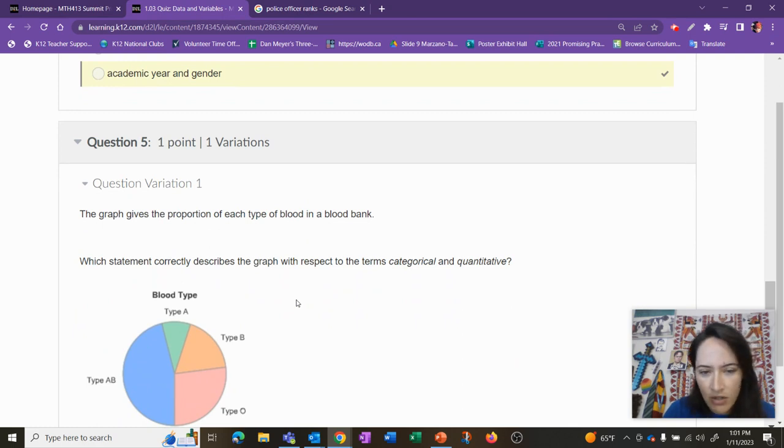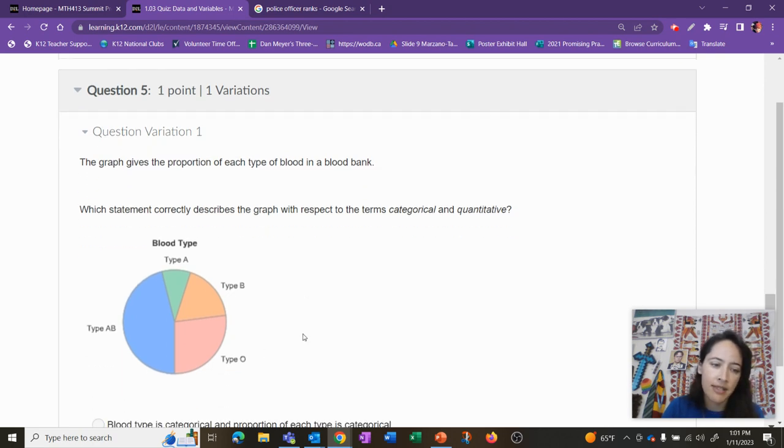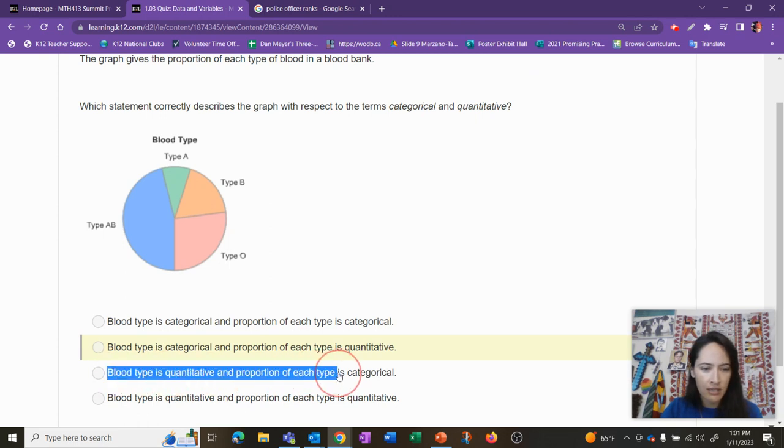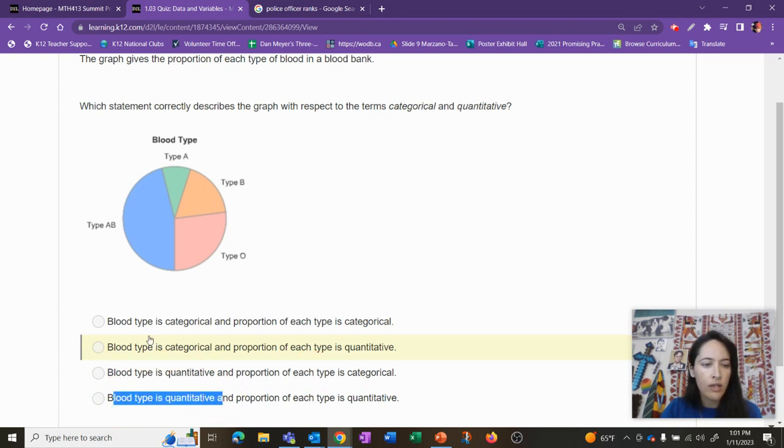Which statement correctly describes the graph with respect to the terms categorical and quantitative? Categories and number representations. So let's talk about it. I already see some categories on here. What are the categories? Blood types, yes, A, B, and O. So blood type is categorical. Blood type is categorical. Great. Perfect. It's not quantitative. So we already know those two are not right. This is not right. This is not right. One of these two has to be right. Clearly you can see which one.